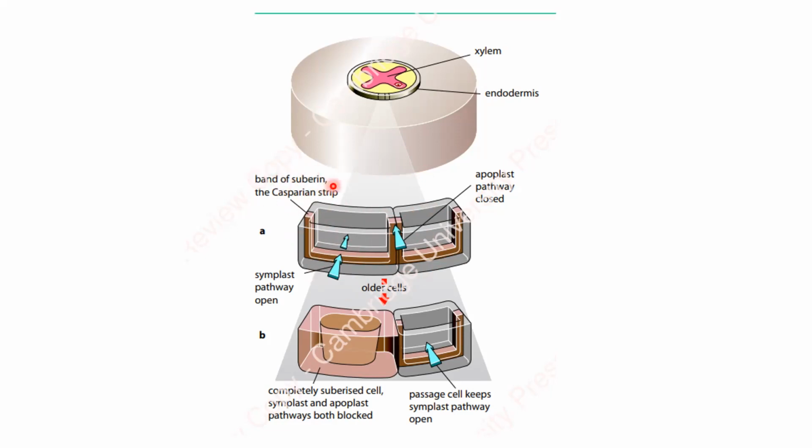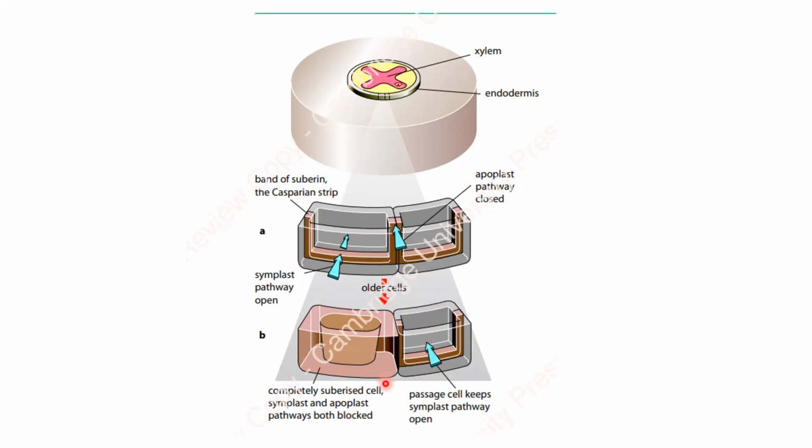It's similar to the lignin, which is thick, tough. The cell makes it in this strip place only. And this is how the apoplastic pathway is blocked. So what happens is, as a cell grows older, this suberin builds up so much that it completely surrounds the cell.